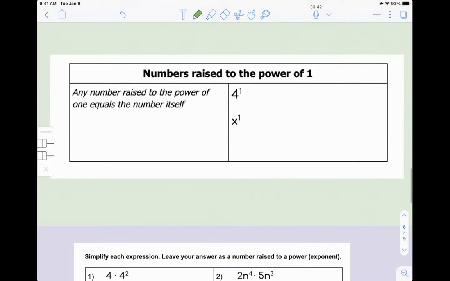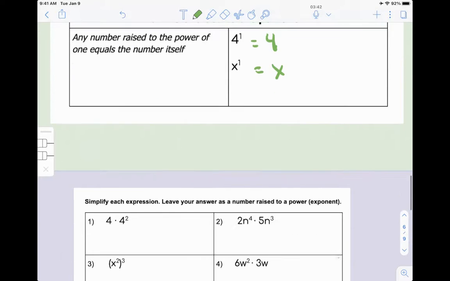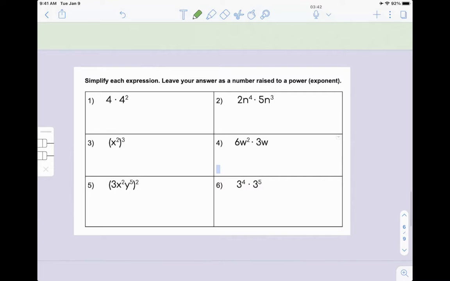Okay, any number raised to the power of 1 equals itself. So 4 to the 1st power equals 4, and x to the 1st power equals x. The next thing we're going to do is simplify each expression and leave our answer as a number raised to a power, or an exponent. Remember, anytime you don't see an exponent, it's the phantom 1.